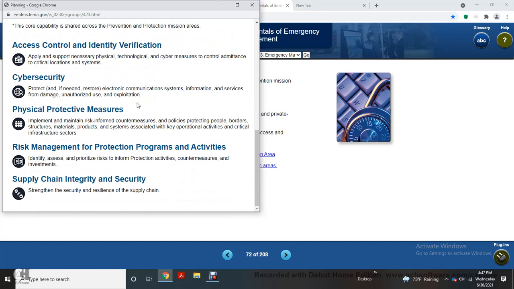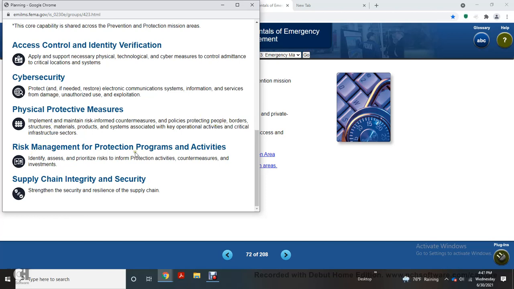to critical locations and systems. Cybersecurity: protect and, if needed, restore electronic communication systems and information from damage, unauthorized use, and exploitation. Physical protective measures: implement and maintain risk-informed countermeasure policies protecting people, borders, structures, materials, products, and systems associated with key operational activities and critical infrastructure sectors.